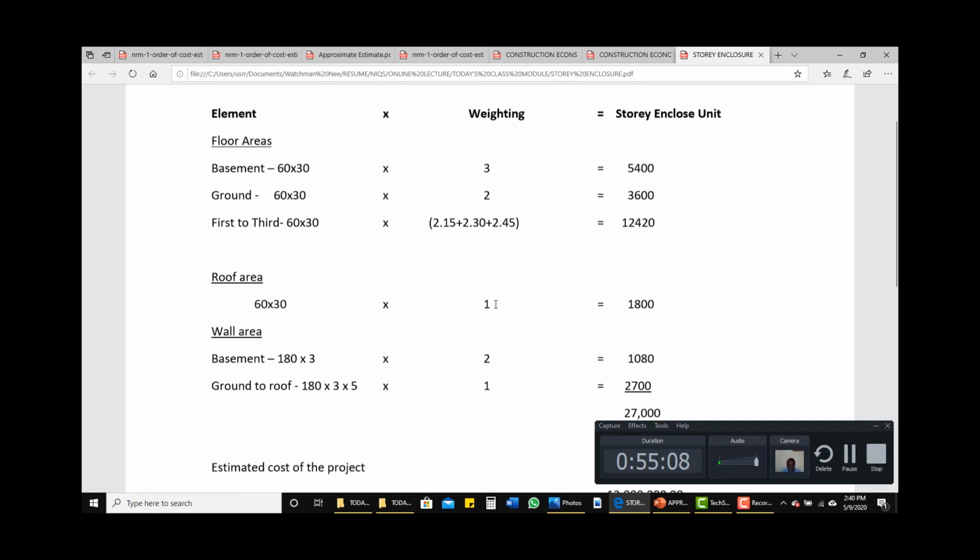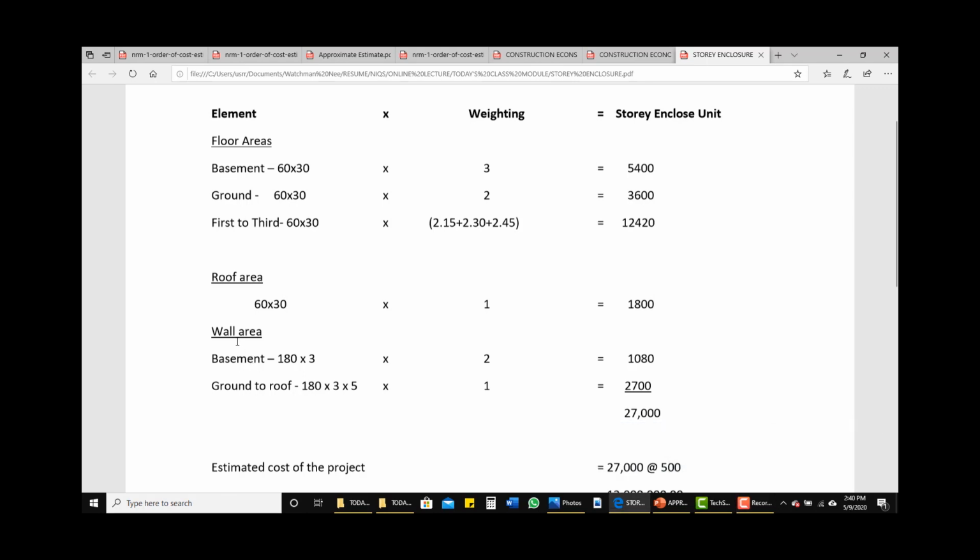Then for the roof area, we have 60 multiplied by 30, which is length times breadth. Then the weighting factor for it is 1. So you multiply it together to give us 1,800.